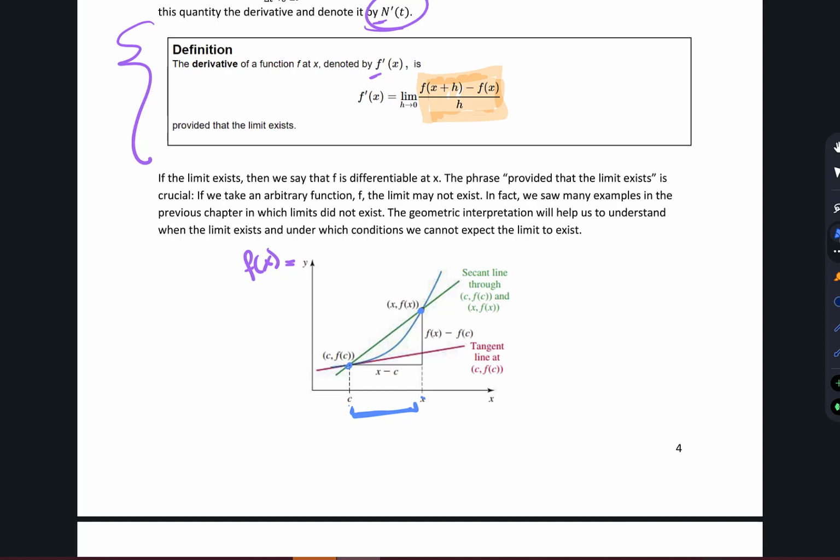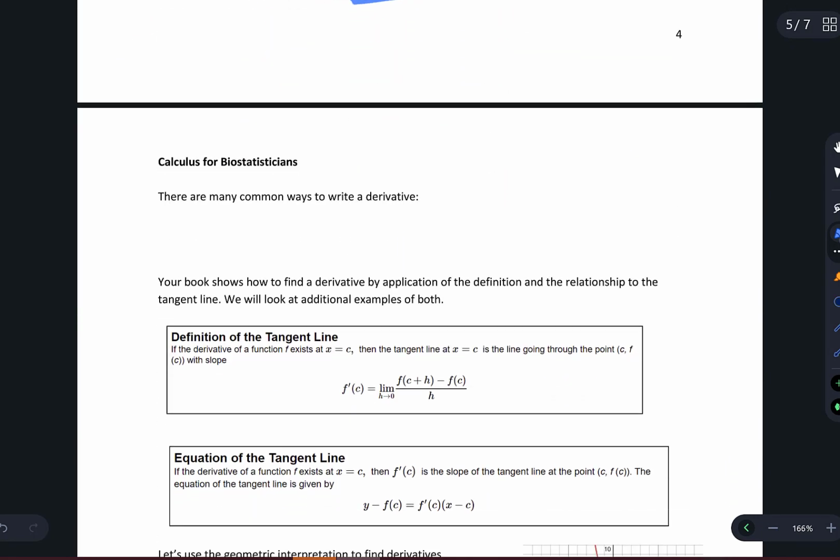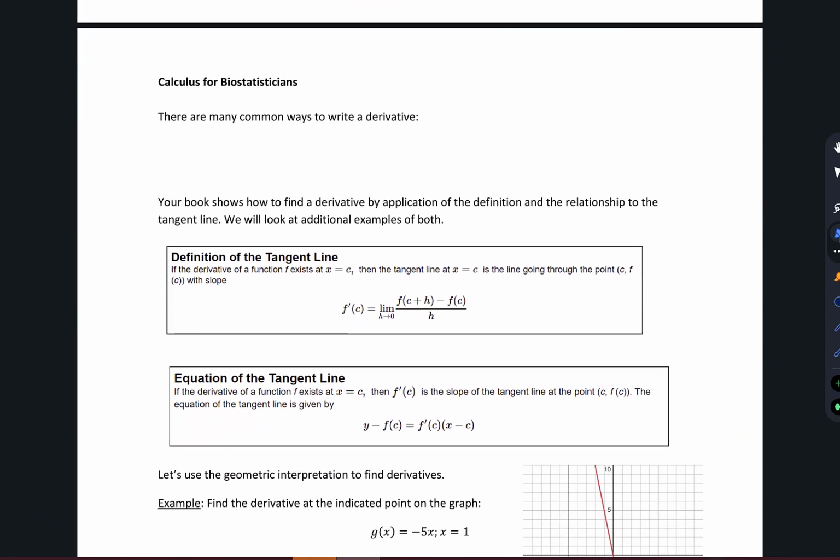And then the idea of the derivative is, again, we're going to look at what is happening to that secant line as this horizontal distance goes to 0. And as that goes to 0, that limit of that slope is going to give us the slope of this tangent line. That tangent line is going to tell us about the rate of change at point c, and that is what a derivative is. So derivatives are all about rates of change. Now, if you've seen derivatives in the past, there are many, many ways to write derivatives.